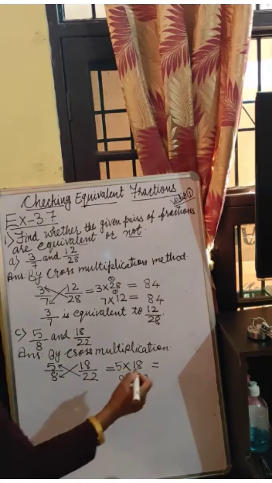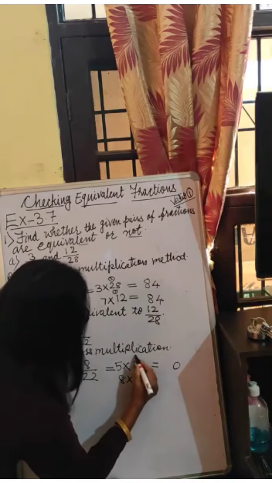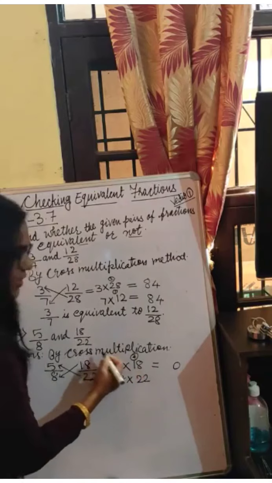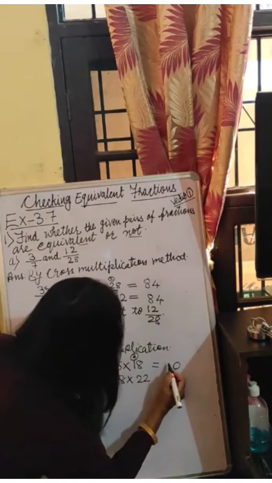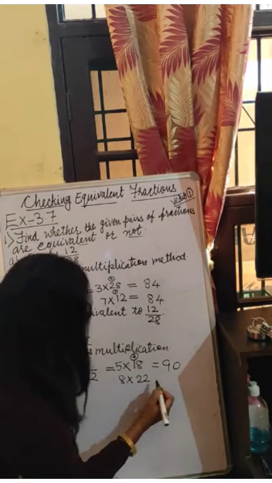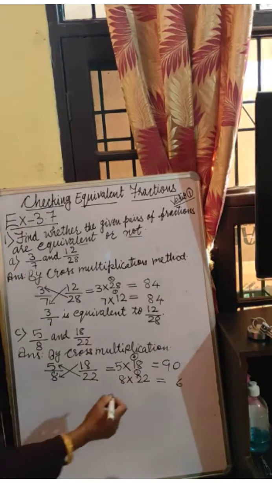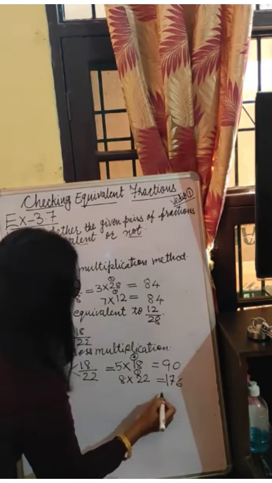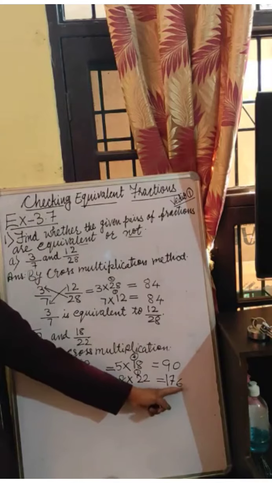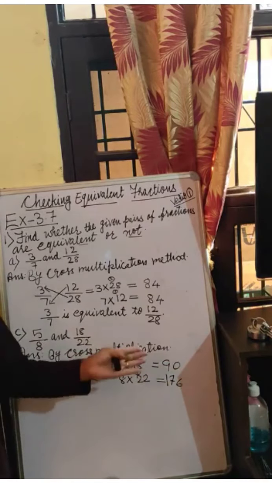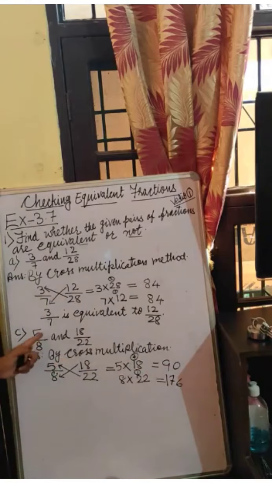8 5s are 40, 0 and 4 remainder, 5 1s are 5, 5 plus 4 is 9. So 90 is the product. In the second statement, 8 2s are 16, remainder 1, 8 2s are 16 plus 1 is 17. The second product is 176. So you can see here, children, both the products are different, not equal. So we can confirm that 5 upon 8 is not equivalent to 18 upon 22.